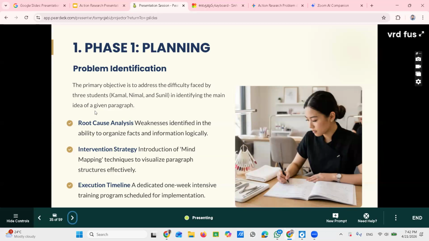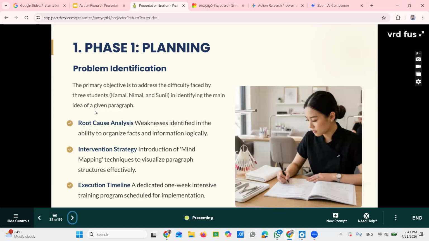Suppose the teacher, in the teaching and learning process in the classroom, identifies there are three students facing difficulties getting the meaning of a paragraph. By reading the paragraph, the basic thing is you want to get the meaning. But these three students have difficulty getting the meaning of the paragraph. They are having some problem. They don't understand what they read after reading the paragraph.